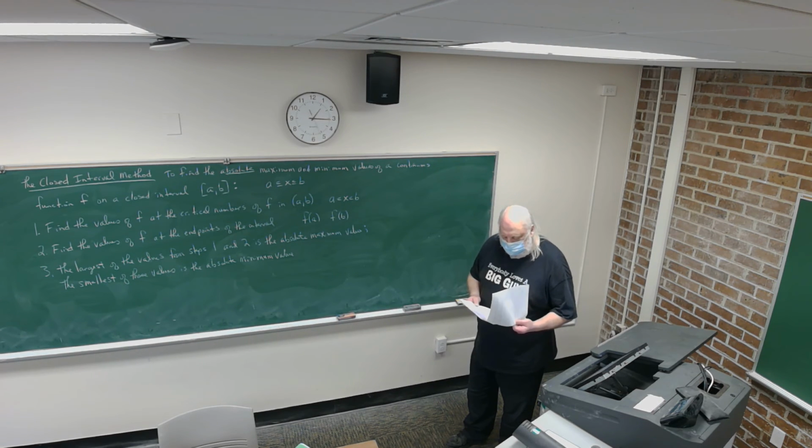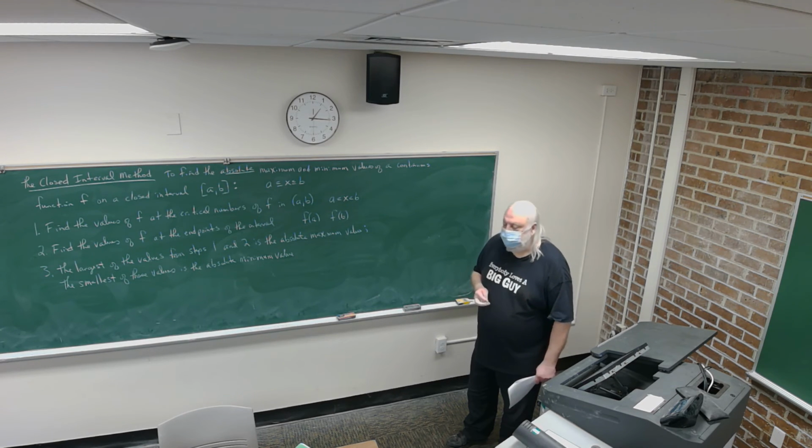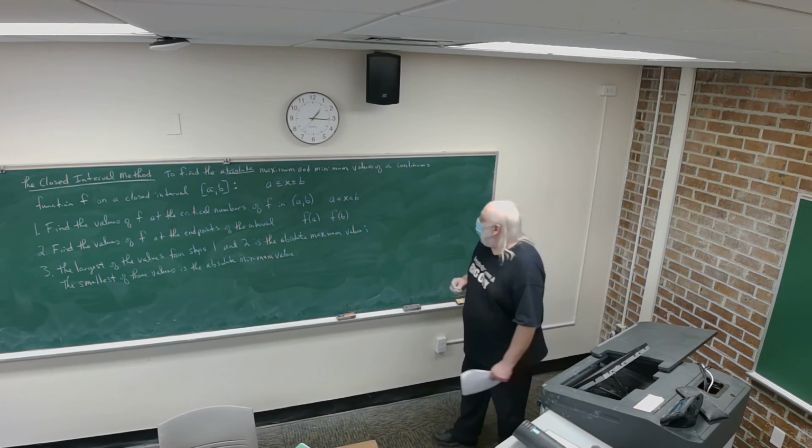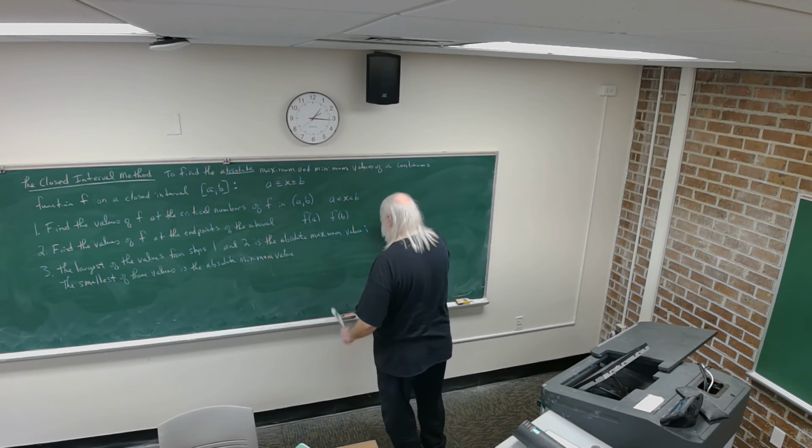So any questions on this 3-step process for finding the absolute max and absolute min over an interval? So let's do an example.